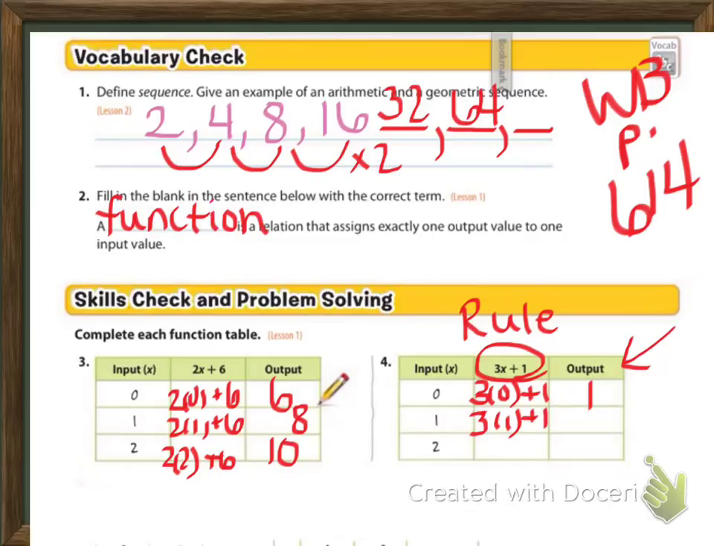You do need to remember your PEMDAS steps. 3 times 1 is 3. 3 plus 1 is 4. And for the last, you have 3. Substitute the 2 plus 1. So you have 3 times 2 is 6, and 6 plus 1 is 7. So again, completed the output table. Next.